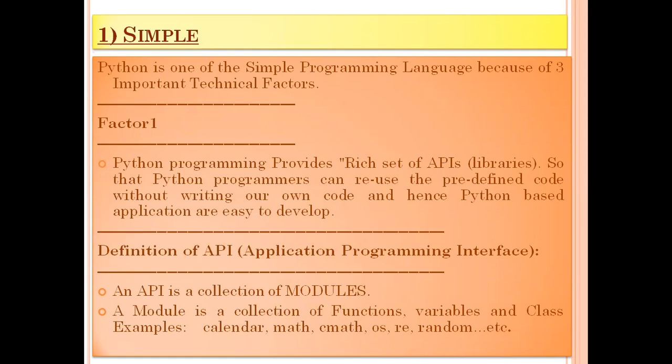Now, what is an API? Definition of API: an API is a collection of modules. A module is a collection of functions, variables, and classes. Examples are calendar, math, cmath, and os. Let us take an example and go ahead with how it is simple.